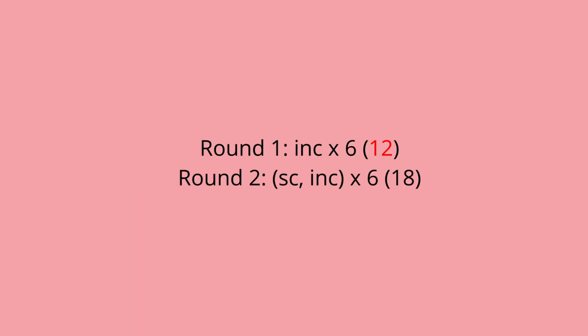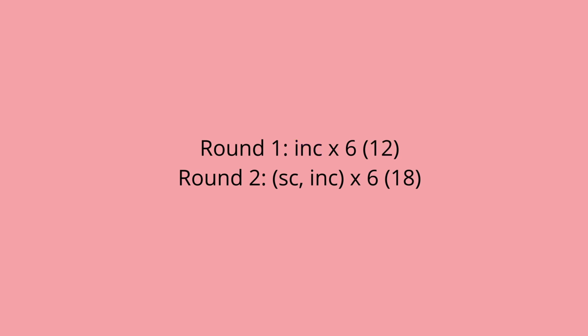Most of the time, you will also encounter a number in parentheses at the end of each round or rows. For example, like this here. The number 12 in the parentheses after round 1 simply means the number of stitches you should have in total after you complete round 1. And in this case, it means that after you have done increased stitches 6 times, you should have 12 stitches in total.